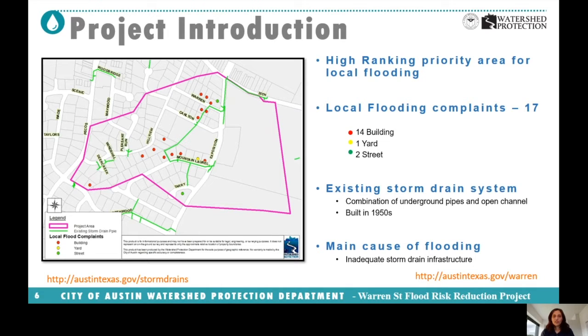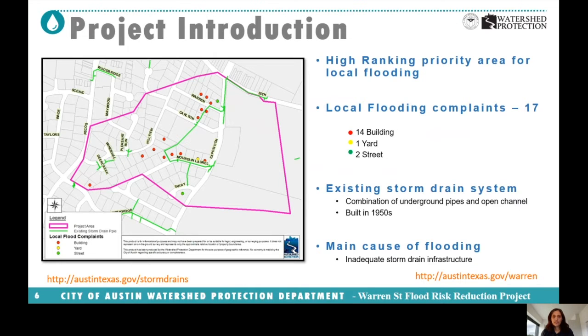So just talking a little bit about the project itself, you can see in the map on the left side, the boundary shows the general project boundary. That does not mean that there will be improvement on each and every property or street in this boundary. The location and everything depends on what solution comes out of this study.